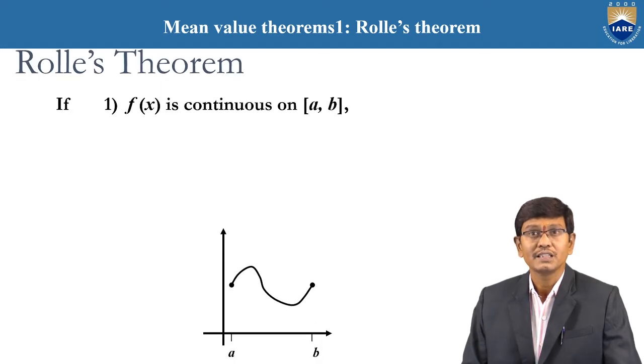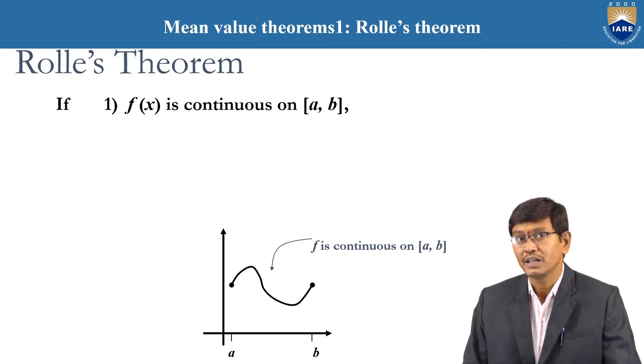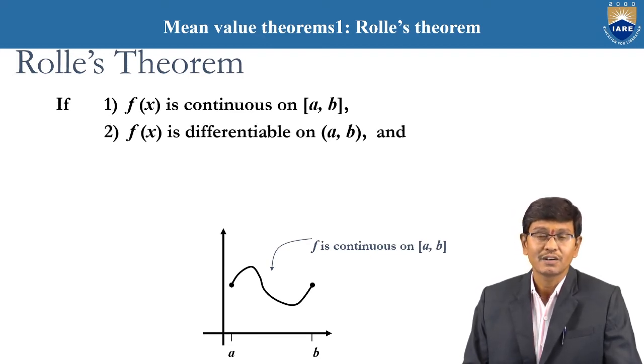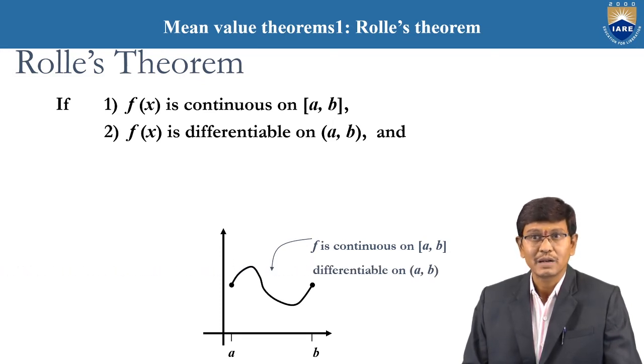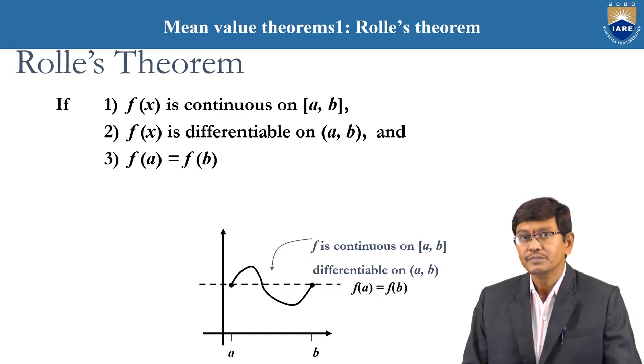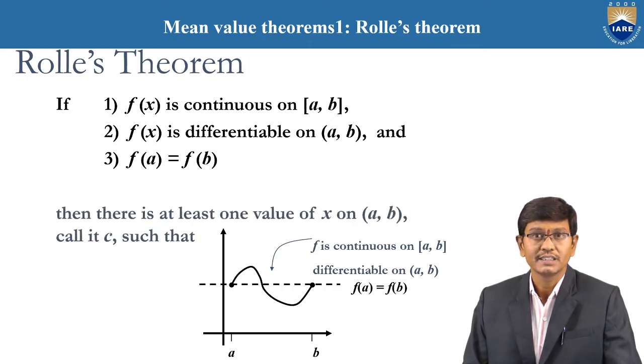And one more thing: according to the graph of the function, if it is a continuous function, it is without any break. And second, f(x) is differentiable, meaning the derivative exists, and f(a) is equal to f(b). Then there exists c, with the condition f'(c) = 0.